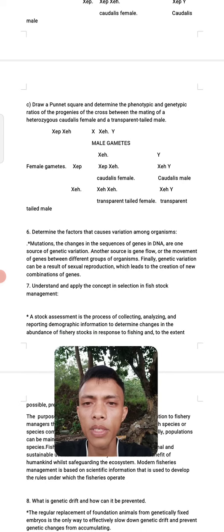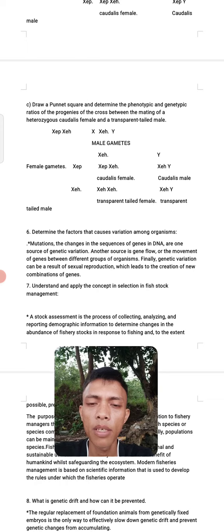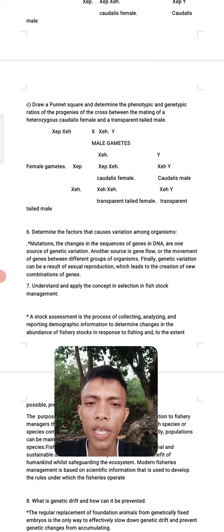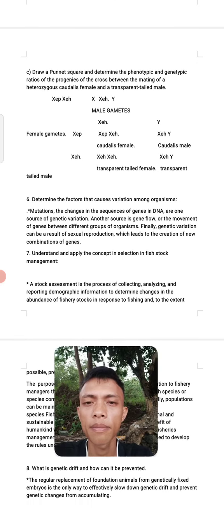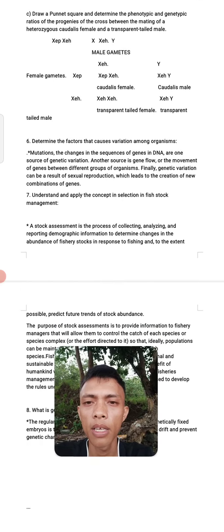So ito na nga yun. XEH tas XEH and Y. Sa may male gametes naman is caudalis male. Sa female gametes naman is caudalis female. Sa female naman is transparent tailed female. While sa male gametes naman is transparent tailed female din. Ayos din lang siya magkaiba.